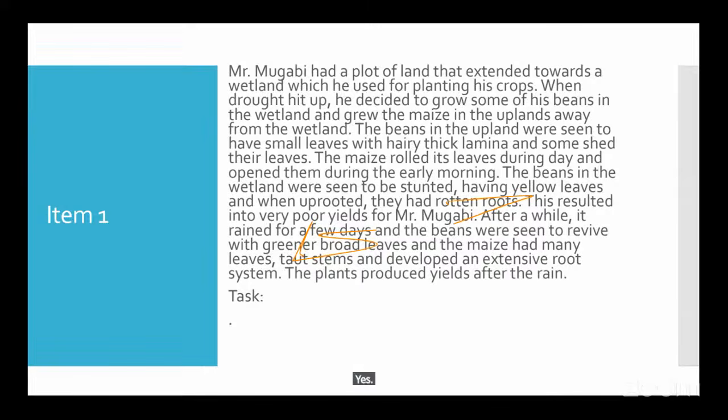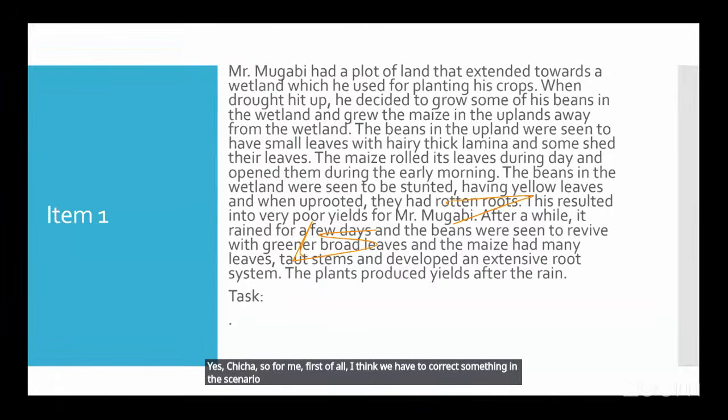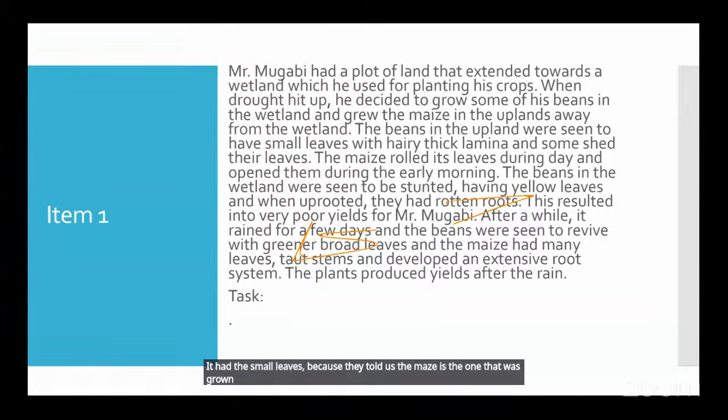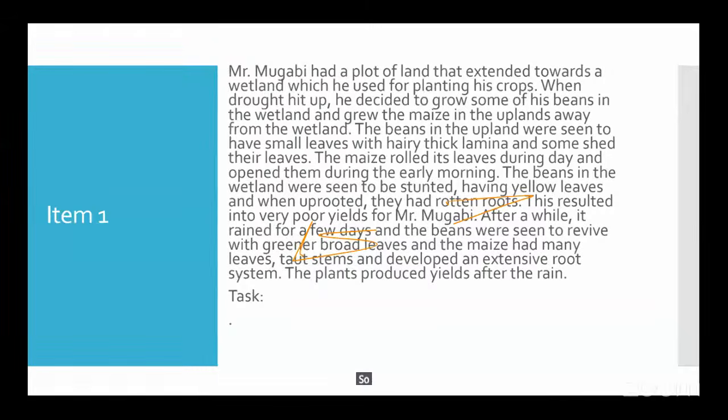Yes, teacher. So for me, first of all, I think we have to correct something in the scenario. The beans in the upland were seen having small leaves. So I think it is the maize in the upland that had the small leaves because they told us the maize is the one that was grown in the upland. So that is one.